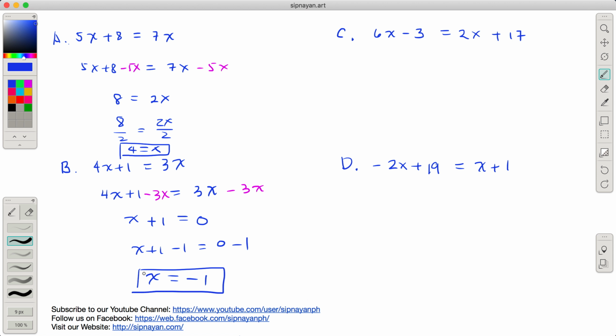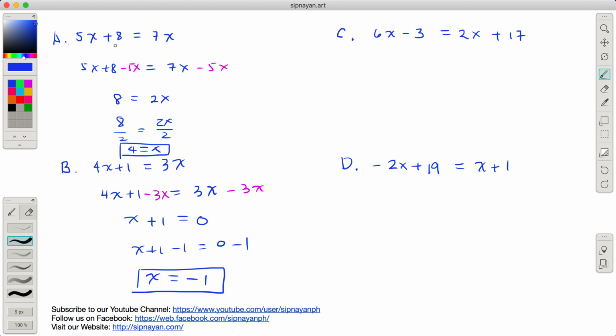Again, pwede nyong i-substitute if you want to check if your answer is correct. So, for example, dito, ang x natin ay 4. So, what is 5 times 4? 20. Plus 8, 28. What is 7 times 4? 28, diba? So, 28 equals 28. Tama, no?